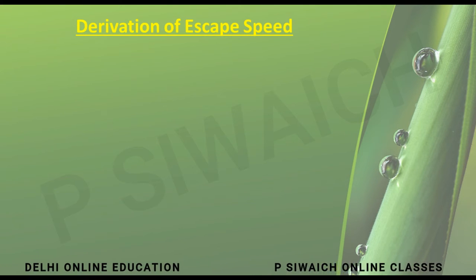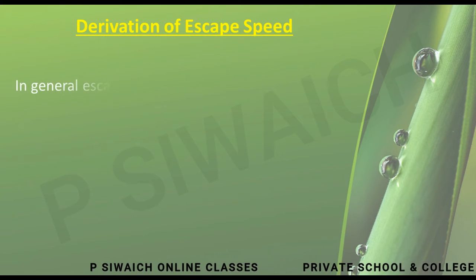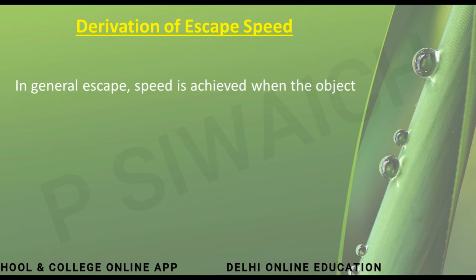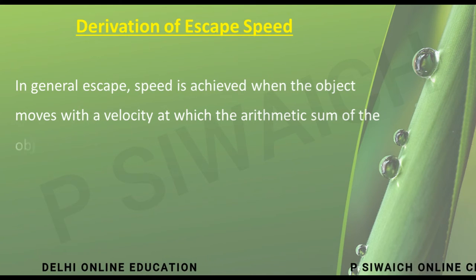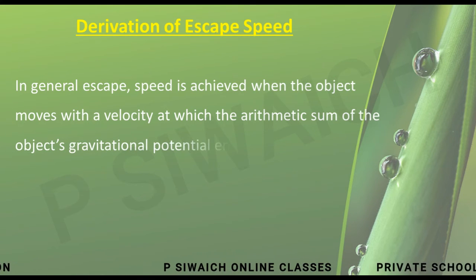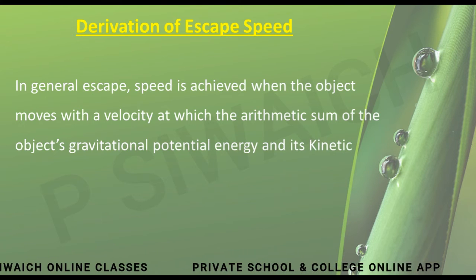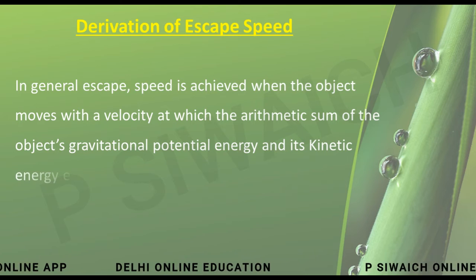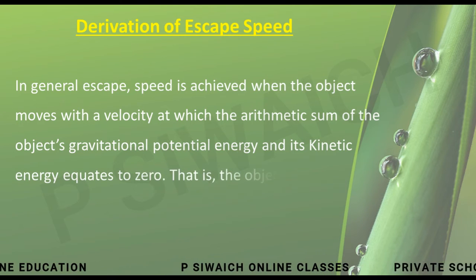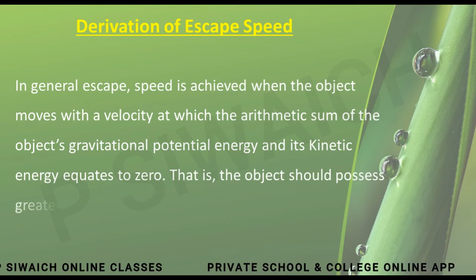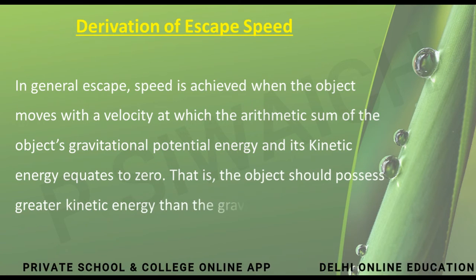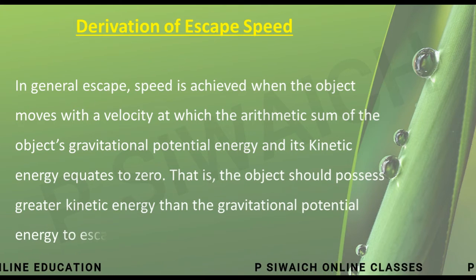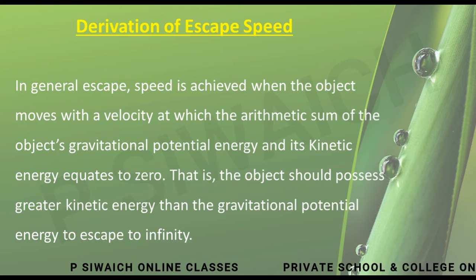Derivation of escape speed. In general, escape speed is achieved when the object moves with a velocity at which the arithmetic sum of the object's gravitational potential energy and its kinetic energy equals 0. That is, the object should possess greater kinetic energy than the gravitational potential energy to escape to infinity.